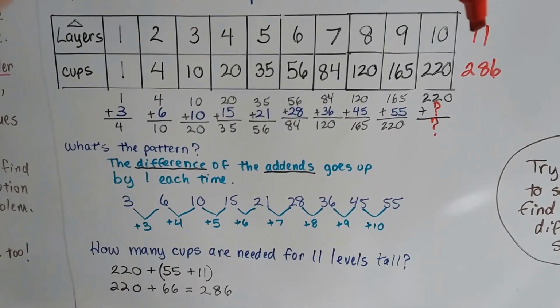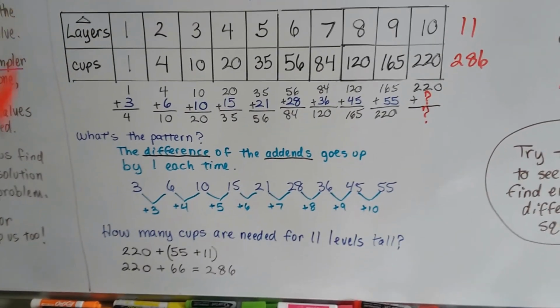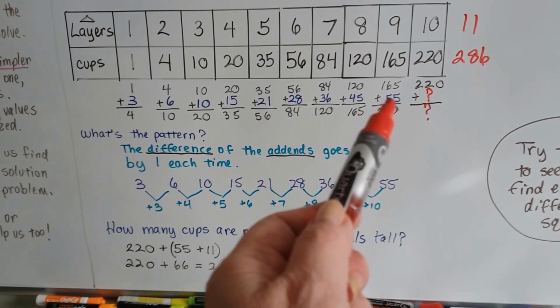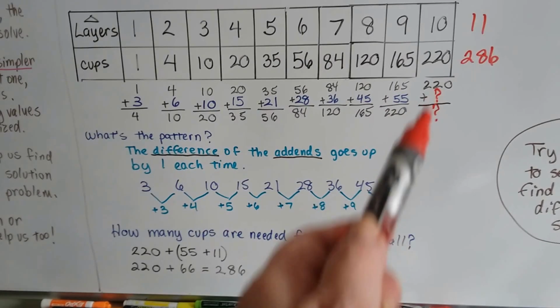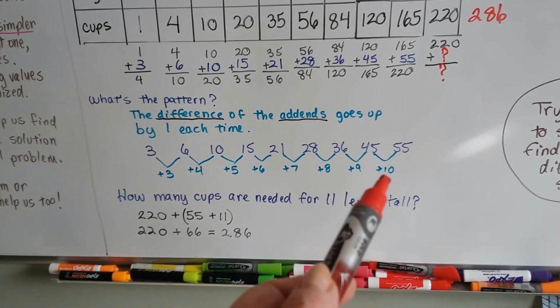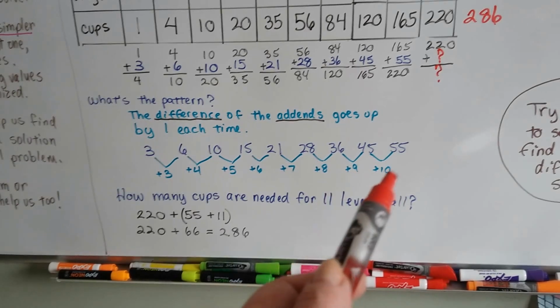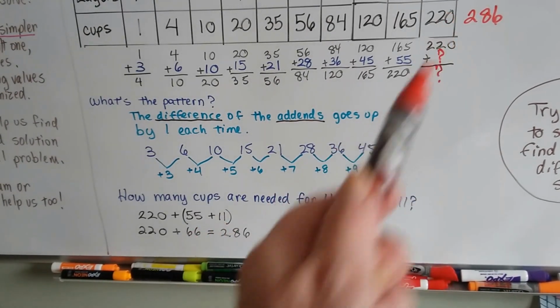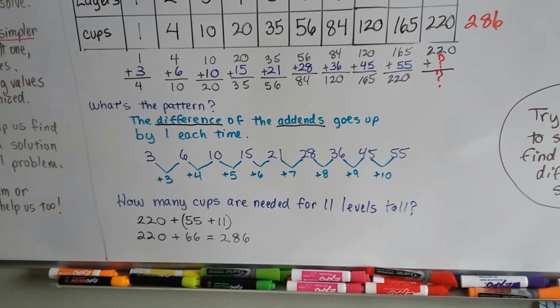We can find out that 11 would be 286 cups, because after we get here to 55 added to the 165 to get the 220, we can see that the next thing to add to the 55 would be 11, wouldn't it? Because we're going up by 1. So 55 plus 11 would be 66. We'd add that to the 220, and we'd have 286.